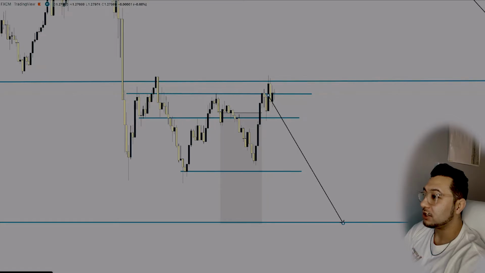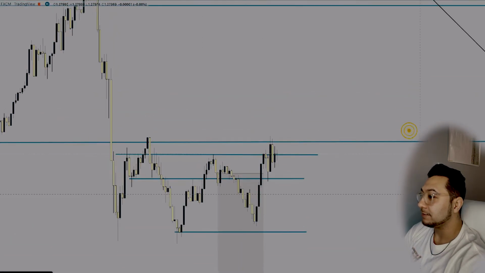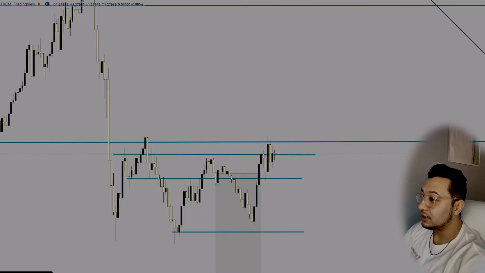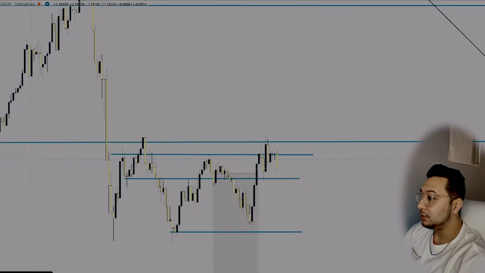Just wait, just be patient. It could go up, it could go down at this point. I wouldn't switch your bias or be too quick to take another trade after this. You need to wait for clear direction. And right now I'm on the 15-minute, so it's a little bit noisier than it would be.